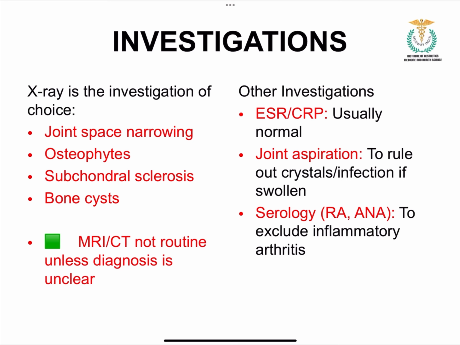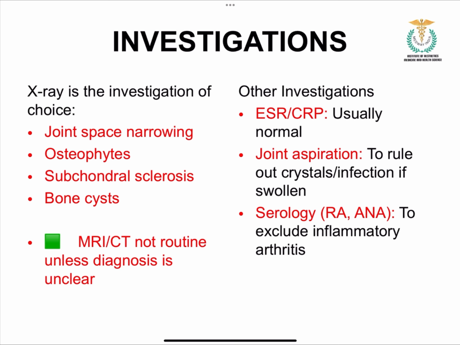Moving on to the investigations. Among the radiological findings, X-ray is the investigation of choice in OA. You can see joint space narrowing, osteophytes, subchondral sclerosis, and bone cysts. You can do Kellgren and Lawrence grading if needed. ESR and CRP will be normal. Joint aspiration can be done only if there is suspicion of infection or crystals. Then serology, RA and ANA, to rule out any autoimmune arthritis.